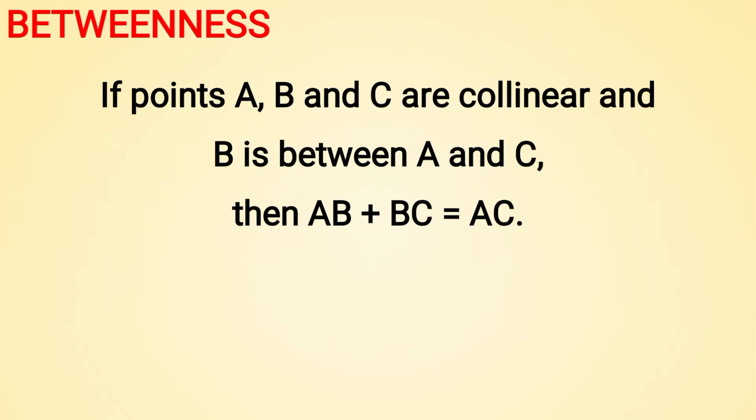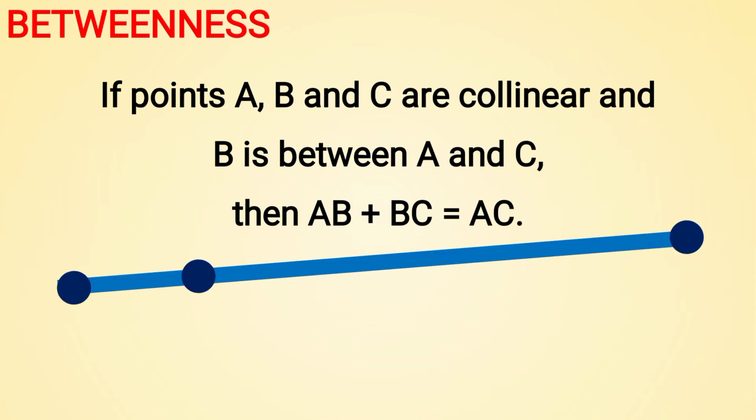Betweenness. If points A, B, and C are collinear and B is between A and C, then AB plus BC equals AC. And here is the figure. We have points A, B, and C which are collinear, and B is actually between A and C. Therefore, AB plus BC is equal to AC. This is the definition of betweenness.